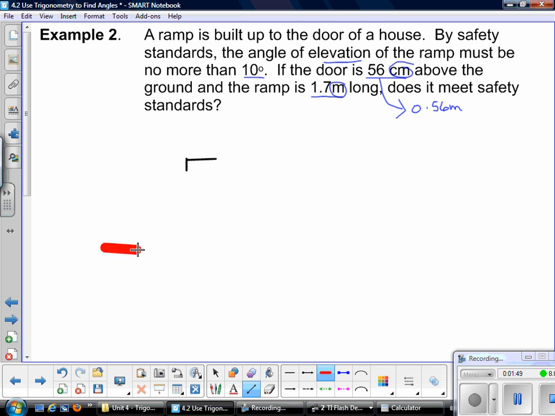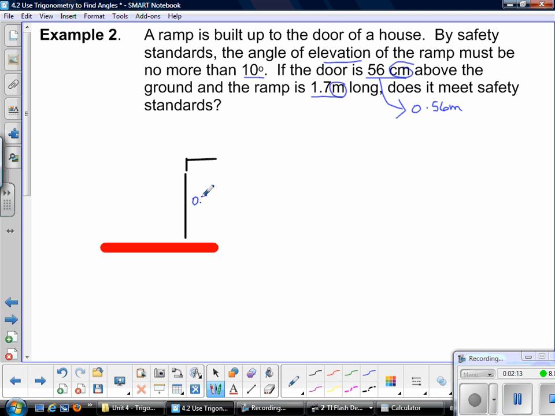And I know that the bottom of my door is this 0.56 meters. So that's the first thing I'm going to draw. So I know that the distance from here down to the ground, according to this, is 56 centimeters. So I'm going to put in 0.56 meters. Okay.